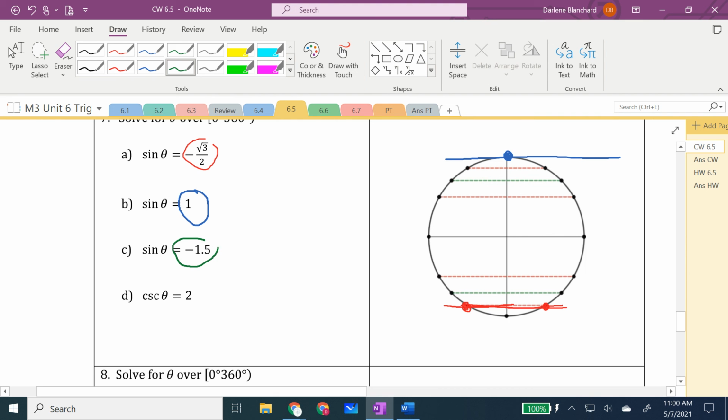When I'm looking at negative 1.5, negative 1 is this value. Negative 1.5 is lower down. It does not cross the unit circle. If you draw a horizontal line and you aren't able to cross the unit circle, you have no solution. I'm just going to put none because that's easier to write. No solution.